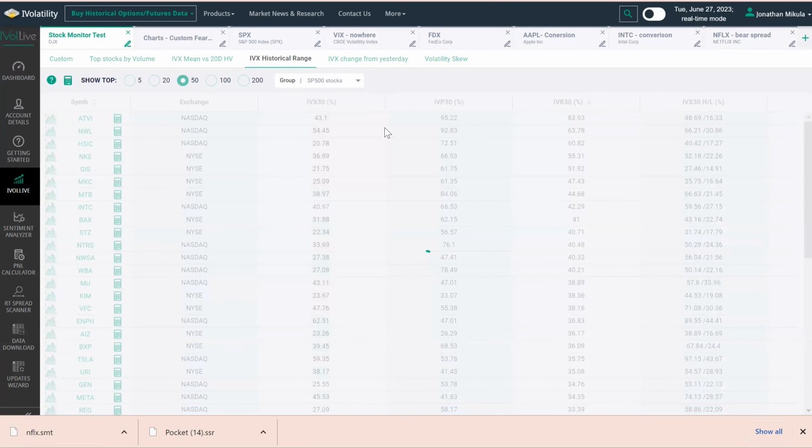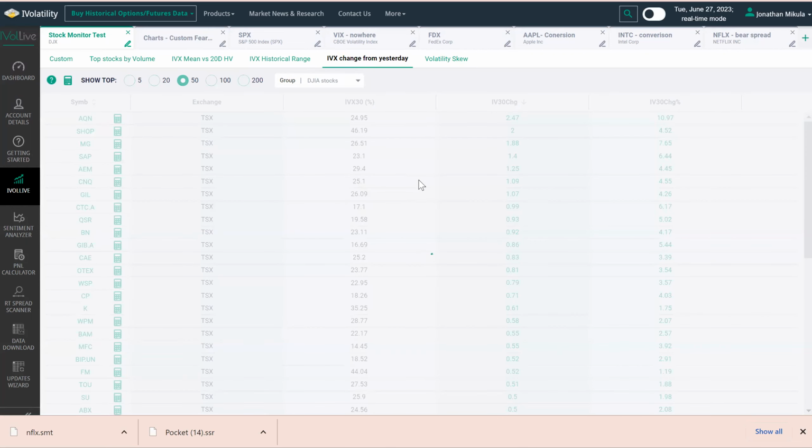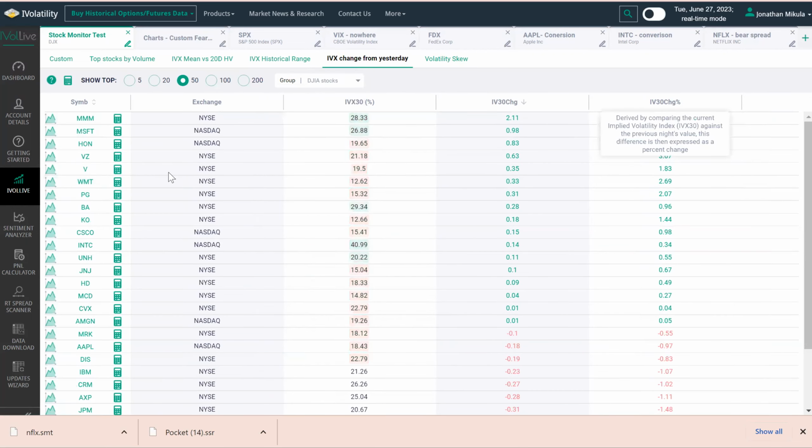And then IVX changed from yesterday. If you're a very short-term trader, you're looking for short-term hits, you can see I was running a scan against the TSX60. So, a little north of the border from me, but you can have this be the Dow. And this will show you, okay, 3M has the highest day over day change in its implied volatility. So something interesting could be going on here, right?